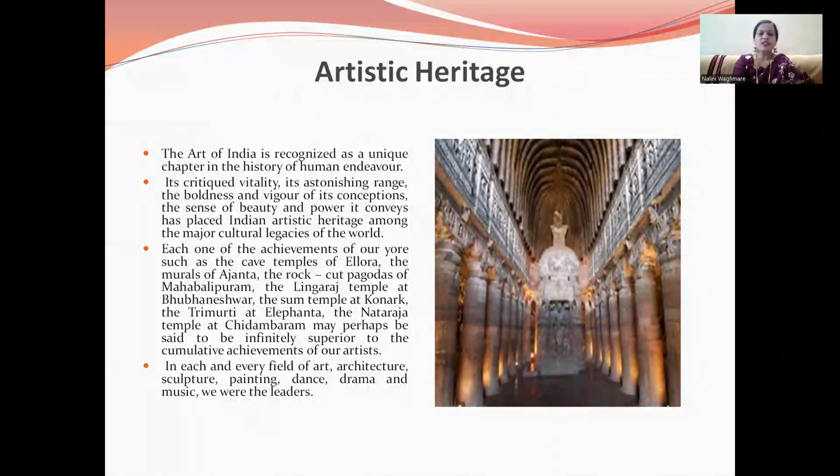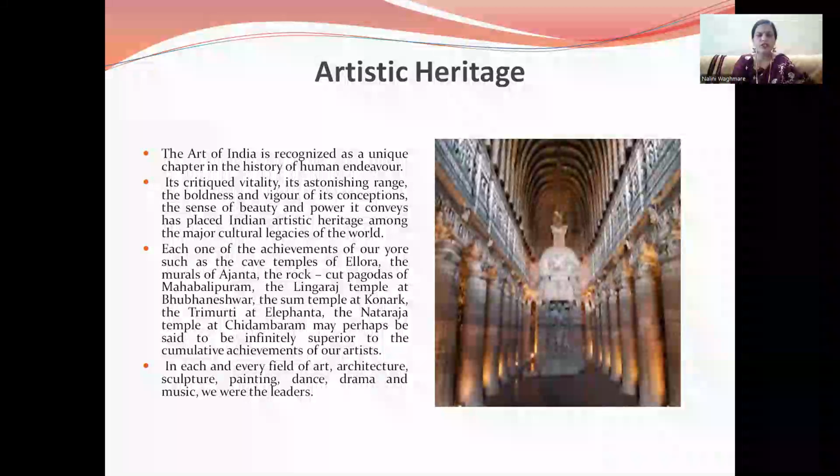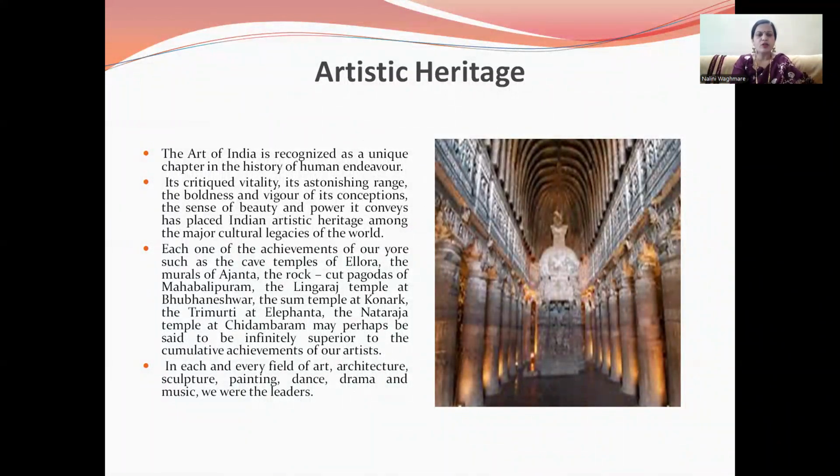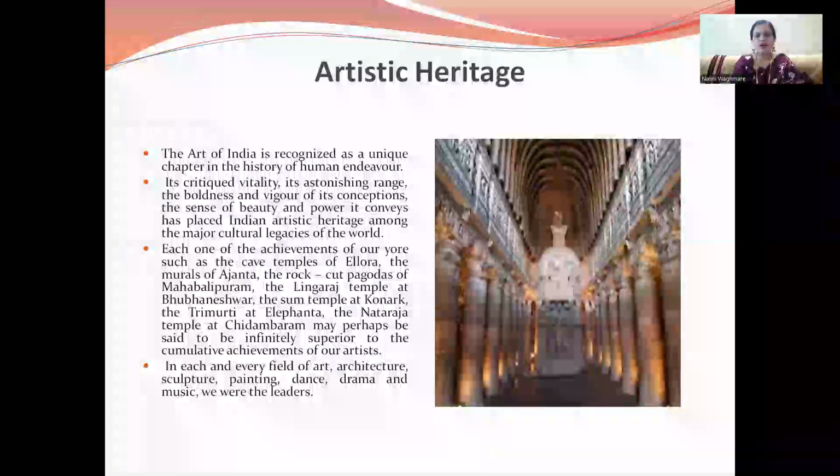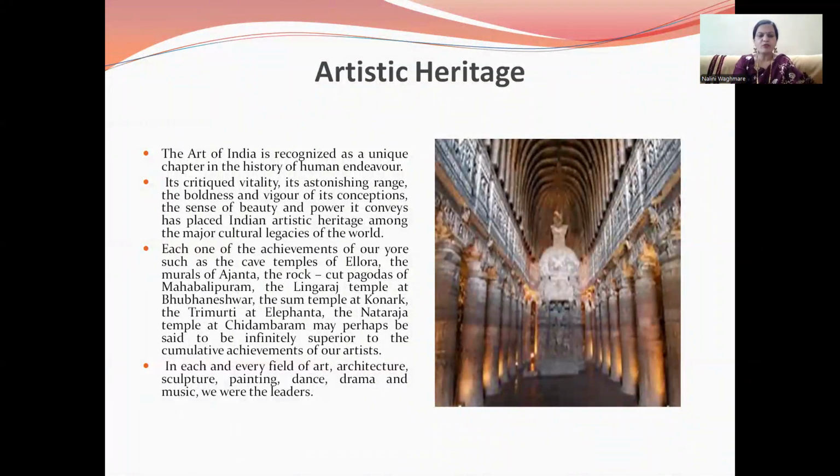The art of India is recognized as a unique chapter in the history of human endeavor. It has criticizing vitality and astonishing range. Each one of the achievements of our temples and caves, for example, Ellora, Ajanta, the rock-cut pagodas of Mahabalipuram, the Lingaraja Temple at Bhubaneswar, the Sun Temple at Konark, even the Nataraja temple at Chidambaram, may perhaps be said to be indefinitely superior to the contemporary achievements of other artists. In each and every field of art, architecture, sculpture, painting, dance, drama, and music, we were the leaders of the world at that time.